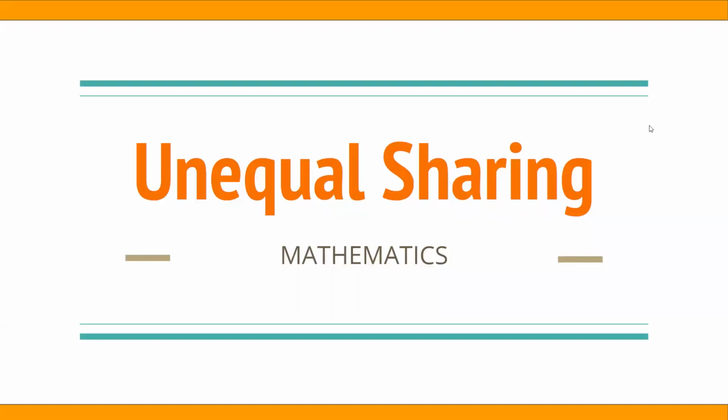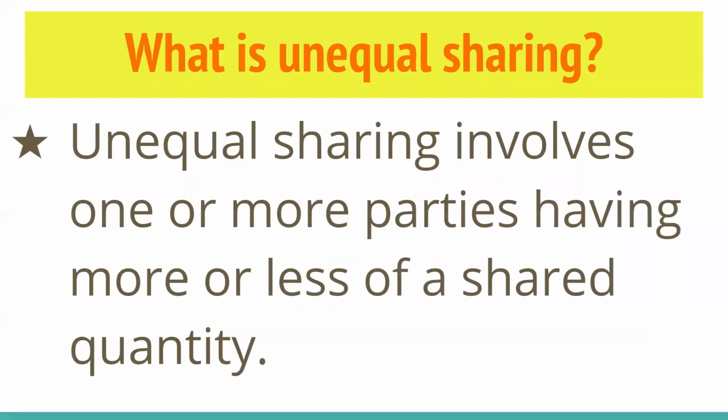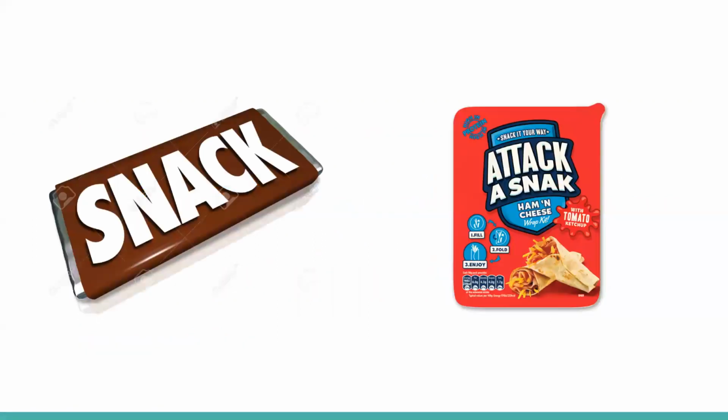In today's video, we are talking about unequal sharing. Unequal sharing involves one or more parties having more or less of a shared quantity. For instance, let's say that you go to the cafeteria and purchase two different items with a combined price of $15. More than likely, one item will cost a bit more than the other.